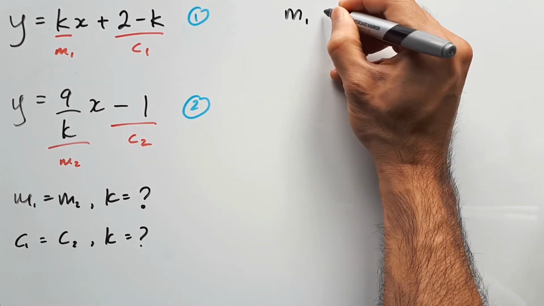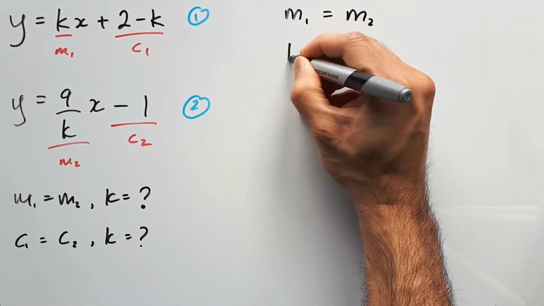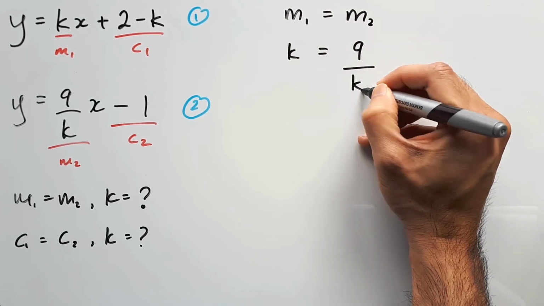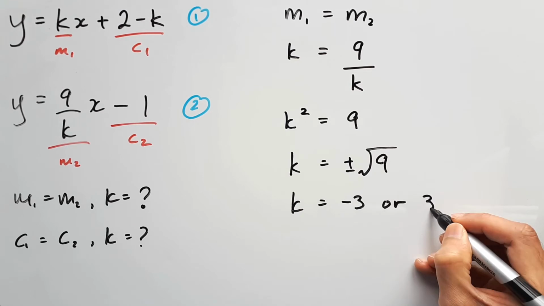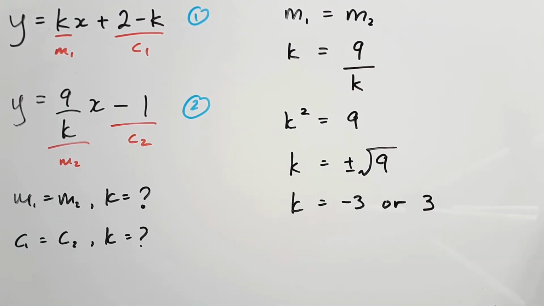Starting with m1 equal to m2, substitute the slopes in and we will see that k equals 9 over k. Rearrange that and we will see that k equals negative 3 or 3. So what does this mean?